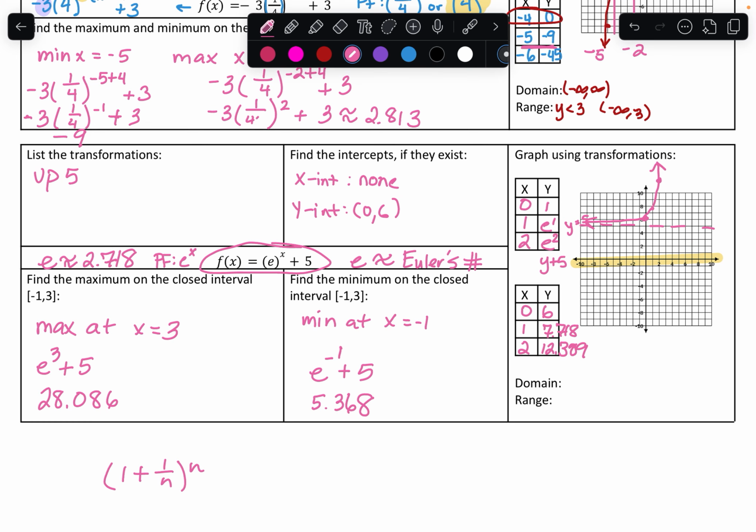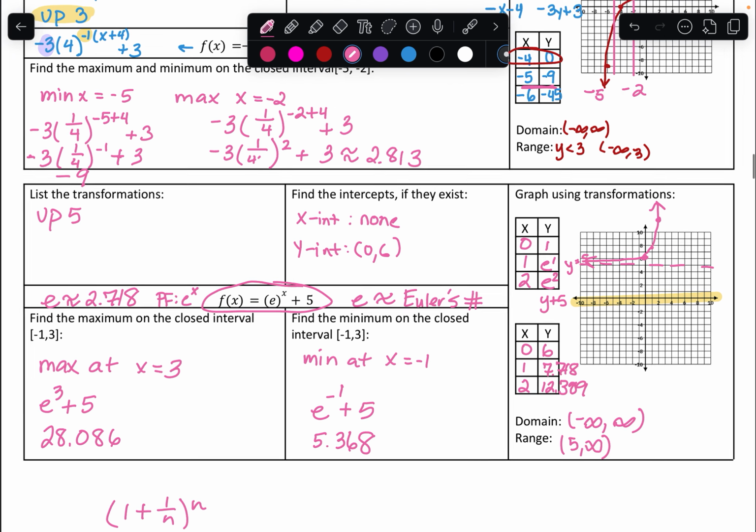The domain of this function is all real numbers, same as all of the other ones. And the range is determined by that horizontal asymptote. All the values on this curve are strictly greater than 5. All right, guys, that's exponential transformations.